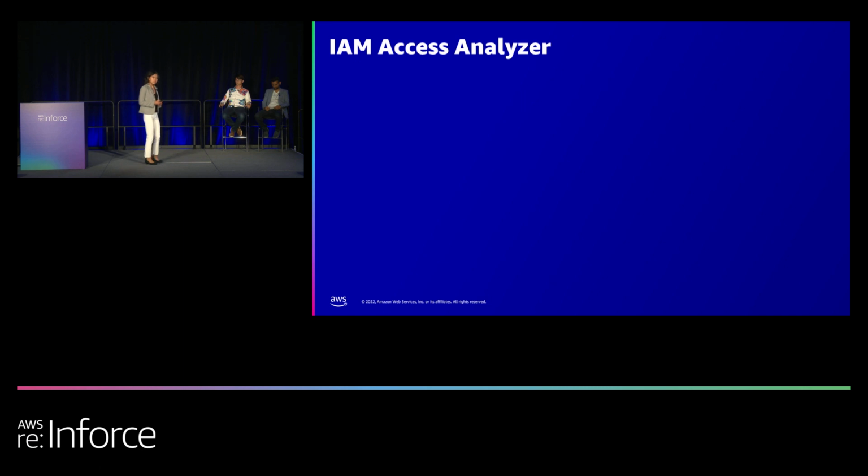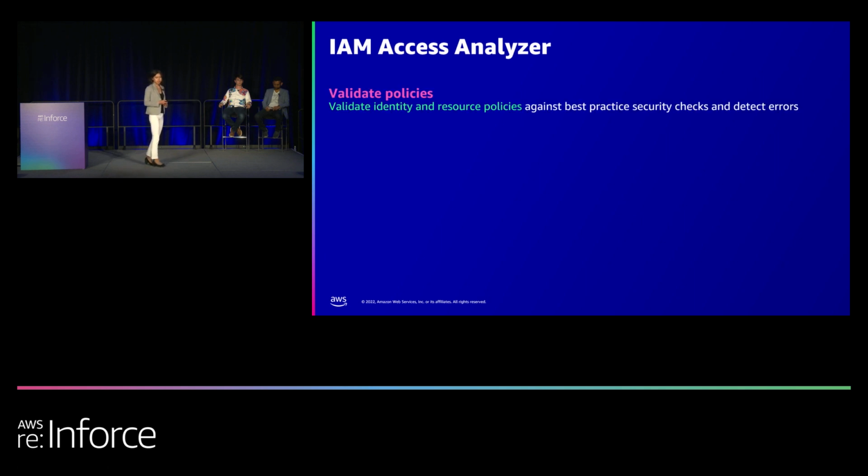Getting to the right permission in AWS is a continuous cycle. AWS IAM Access Analyzer helps you streamline permissions management throughout each step in the cycle. IAM Access Analyzer has a few features. The first one is policy validation. With policy validation, it helps you to author secure and functional IAM policies.